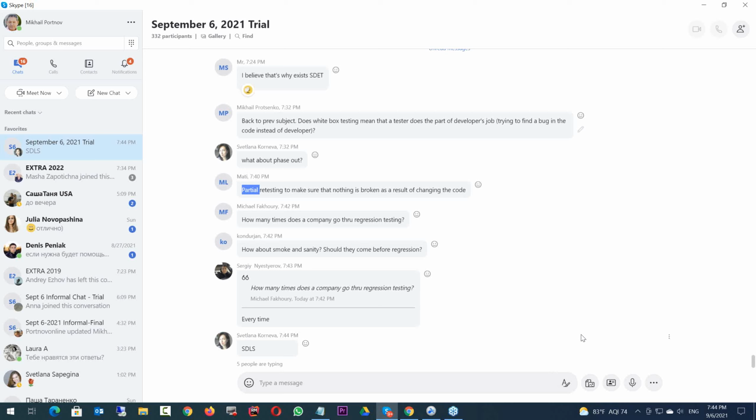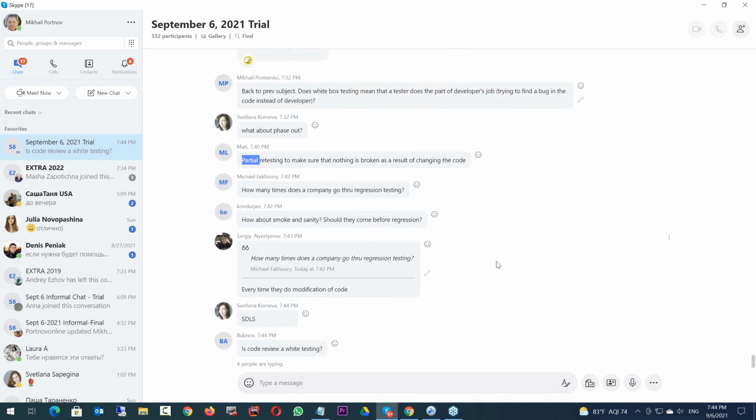How many times does a company go through regression testing? I answered already. Each and every time you have a build which passed the build acceptance test. How about smoke and sanity? Should they come before regression? Smoke and sanity are just different words for build acceptance. Pretty much the same thing, just a different word. And I said it should be first build acceptance and then regression.